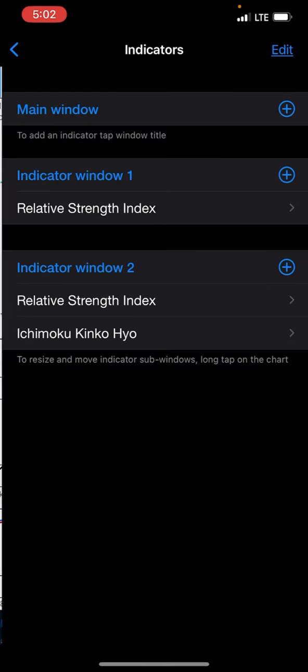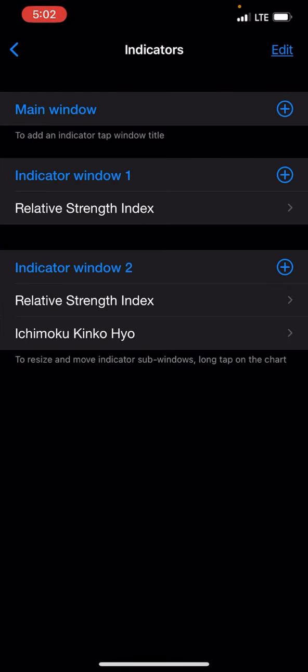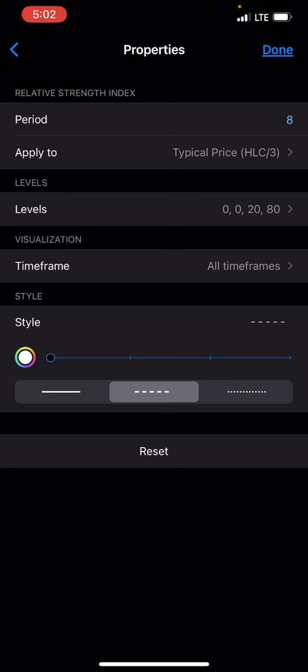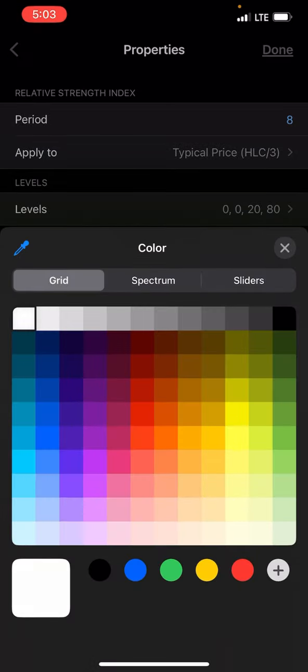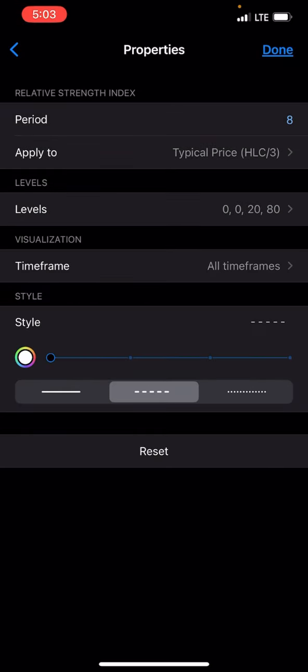Then you go back again to bring in the indicator window 2. You're bringing in the RSI again. The period is 8. Apply to typical price. Levels here, we have 20 and 80. And the color down here, this one will be white because I don't want it to be seen. Then you reduce the pixel. Okay, then the color is white. You click on done.